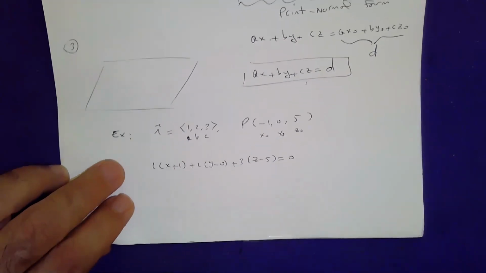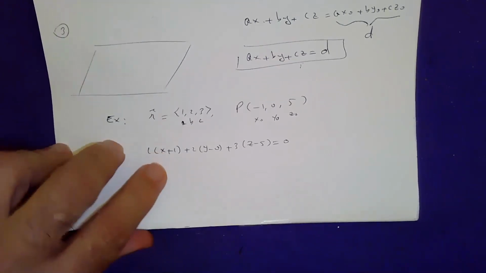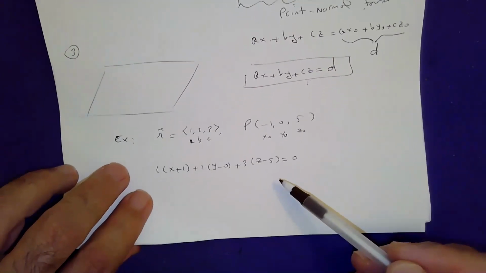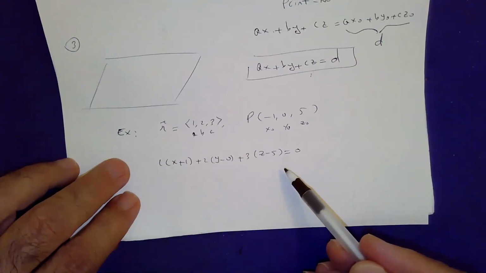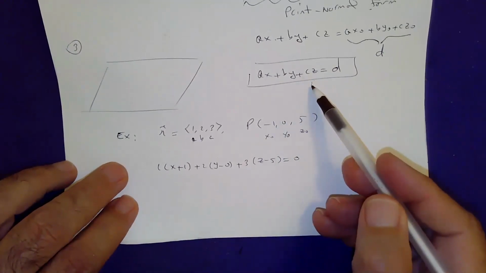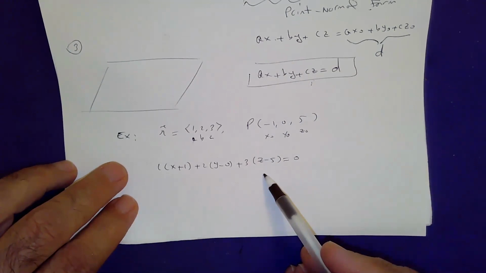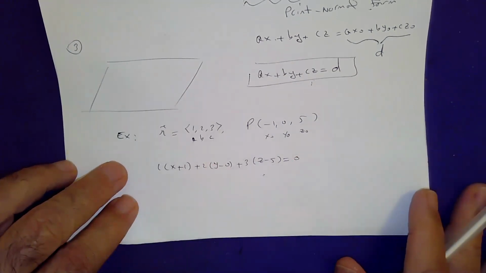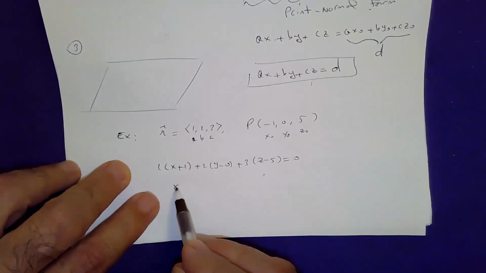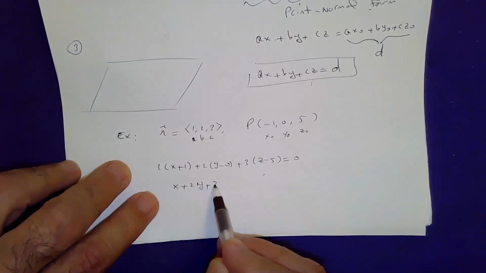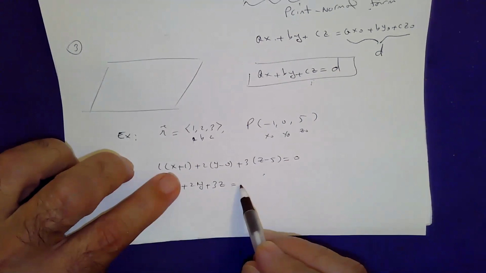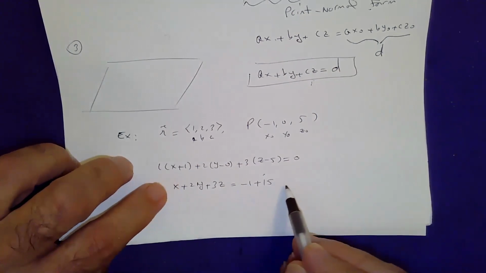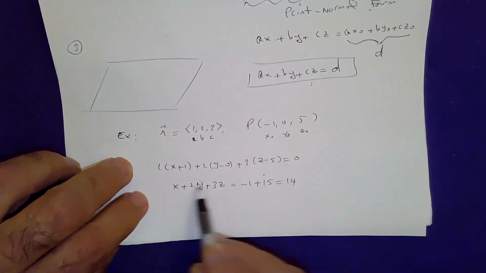minus 5 equals 0. So use the point normal form to write the equation of a plane, then clean it up so you can put it in standard form, meaning remove the parentheses, keep the x's and y's on one side, the number on the other side, and we should be good to go. So x plus 2y plus 3z equals -1 plus 15, which is 14.